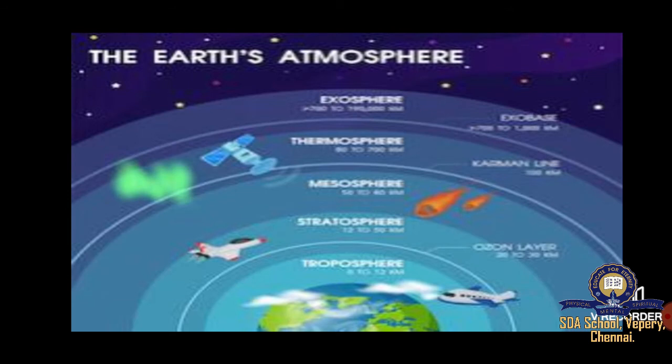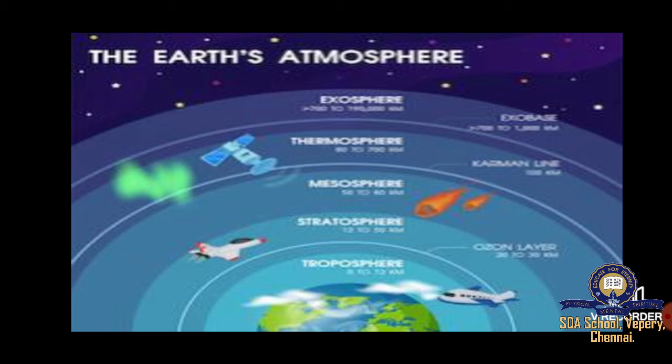Then already I have told you what is the atmosphere and the composition of the air. What is the composition of the air? Then the structure of the atmosphere. That is, we have troposphere, stratosphere, mesosphere, thermosphere and exosphere. And then below that, the importance of the earth's composition we have seen.